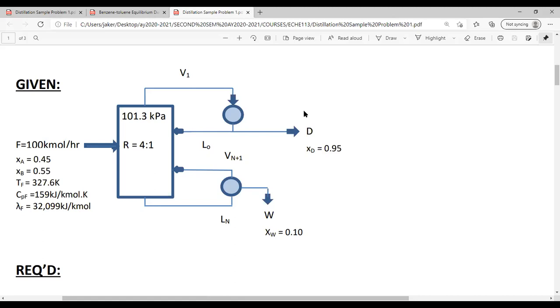So based on the operating line, though, it should be Ln over V sub n plus 1, this one. But all of the problems use the external reflux ratio, not the internal reflux ratio. So the ratio that is provided by the problem.